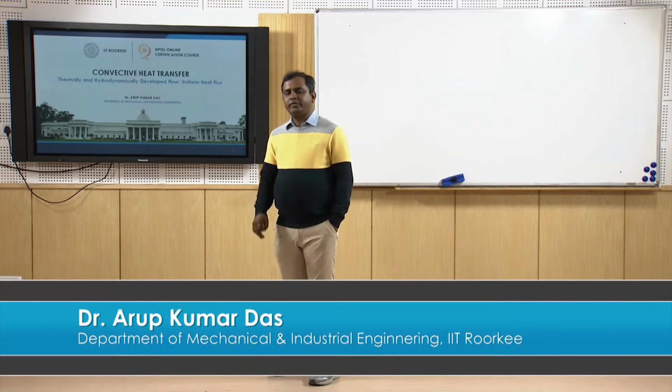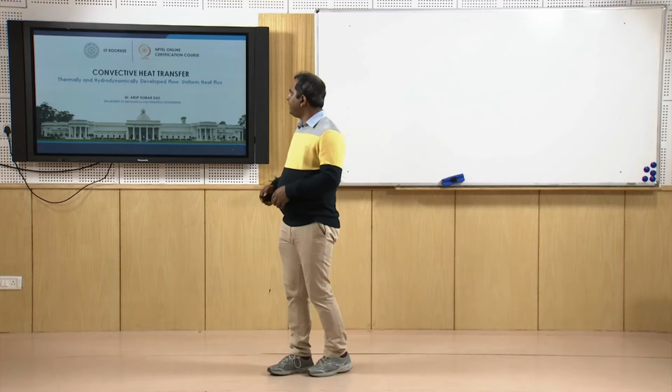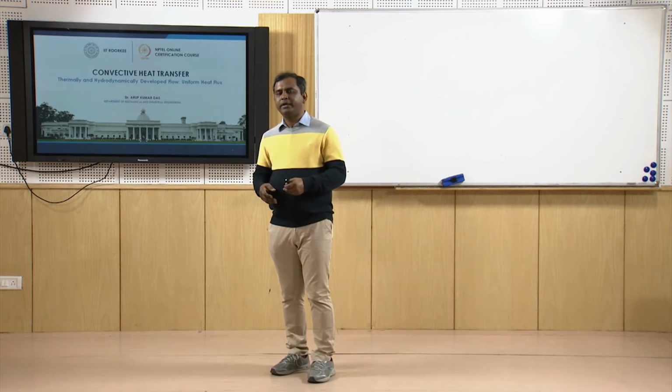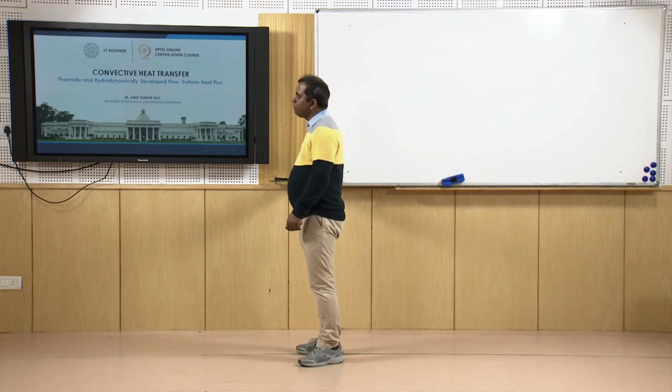In our last lecture we discussed slug flow, where velocity was almost constant. Hydrodynamically the boundary layer is not developed. Here we will be considering thermally and hydrodynamically developed flow. That means the hydrodynamic boundary layer is already developed. In this lecture we will be considering uniform heat flux.